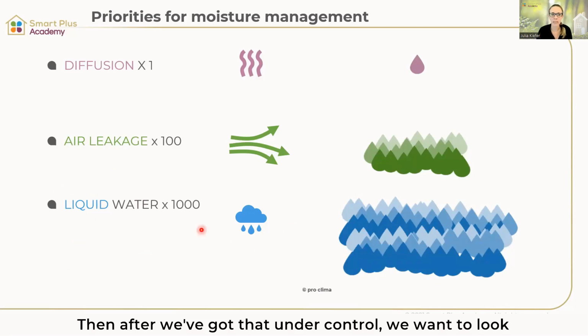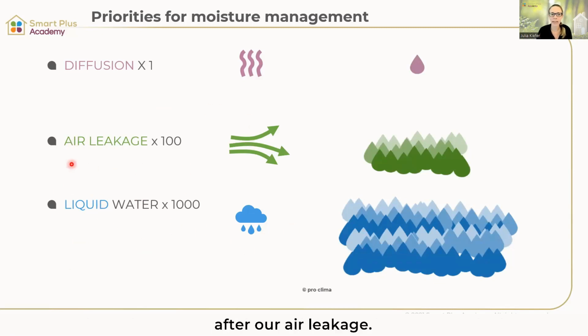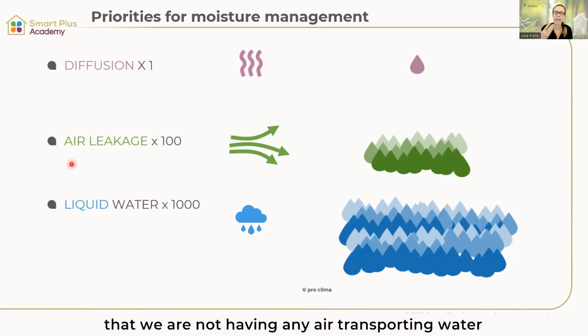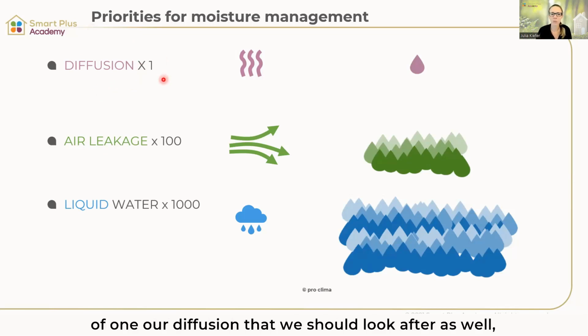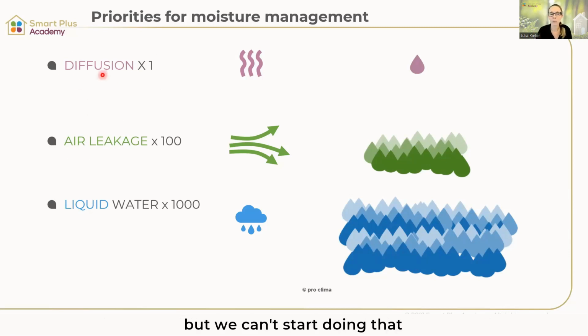Then after we've got that under control, we want to look after our air leakage. We want to make our building airtight so that we're not having any air transporting water through our building envelope. And then the last one, with an importance of 1, is our diffusion, that we should look after as well, but we can't start doing that before we have got our airtightness in check. So just remember that these are the priorities for your moisture management.